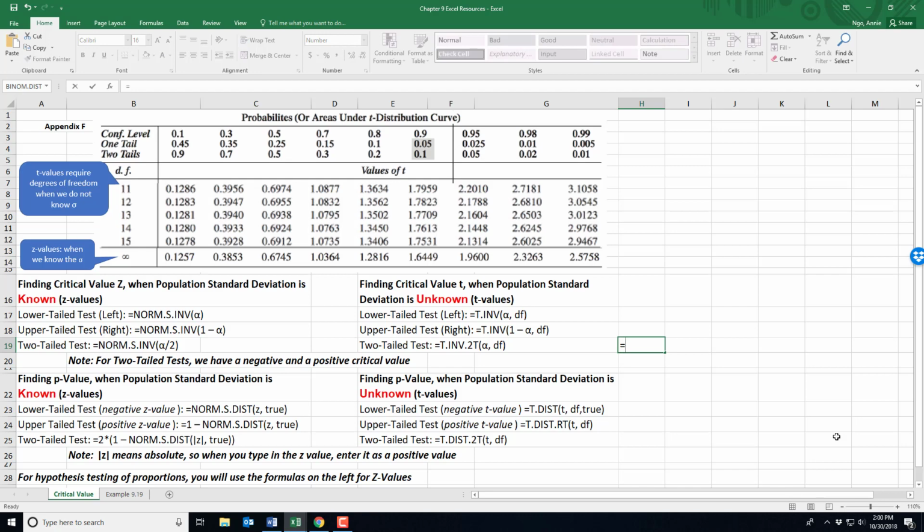I'll type in equals T.INV.2T, parentheses. My alpha was 0.05, and my degrees of freedom was 1,502. Closing out, I get a critical value of 1.96. You might have more decimal places appearing, so you can just use the decimal mover here to get down to 2 decimal places. I put a note that for two-tailed tests, you have to have a negative and a positive critical value, so you can't forget, even though Excel only shows you one at a time.